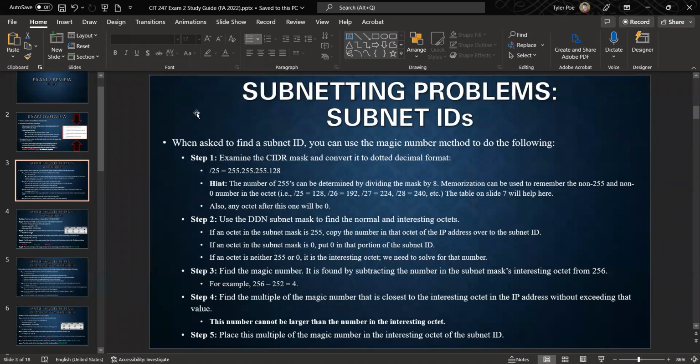For those who are still having trouble with subnetting, I'm going to go over each of these. If you have any questions, please enter them in the chat. If you're confused on something at any point, let me know, and I'll stop and explain it.